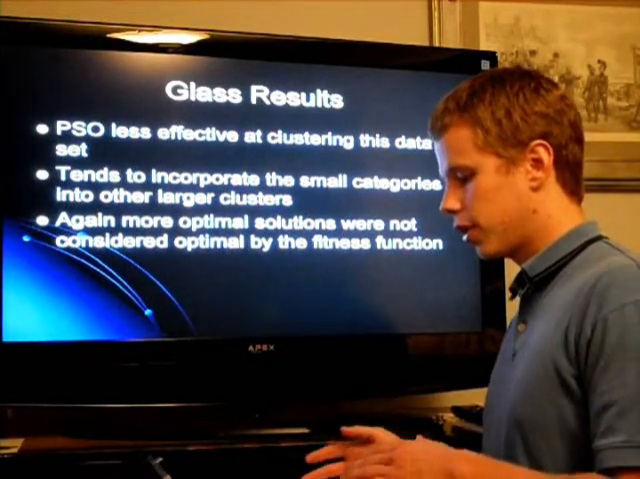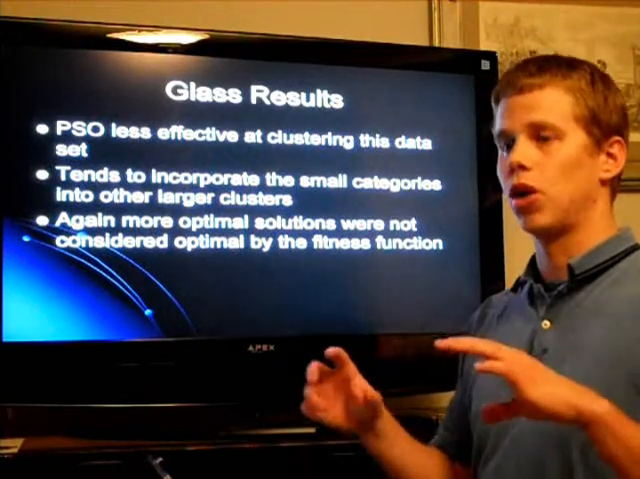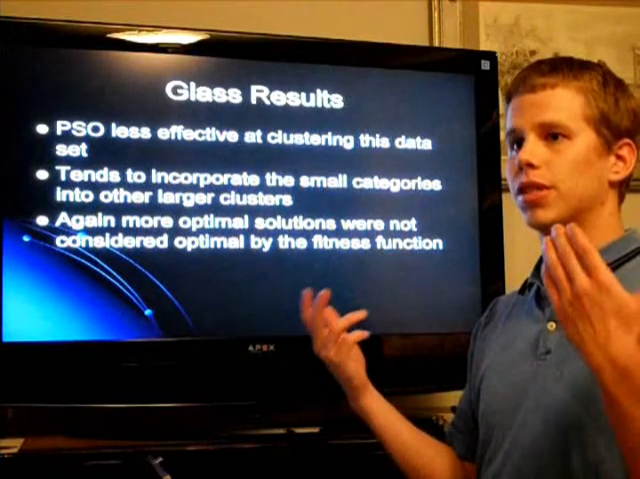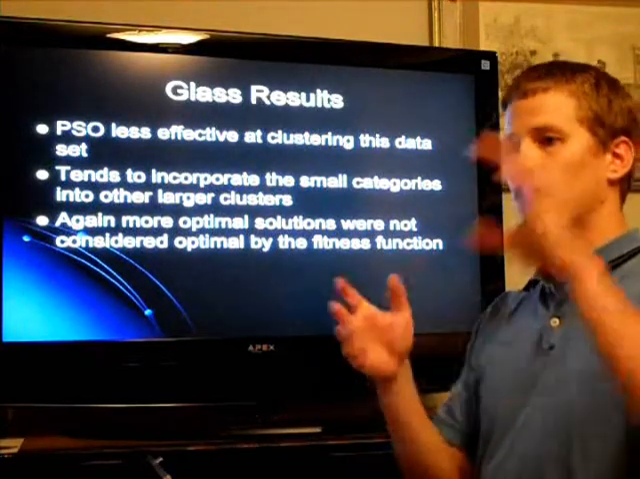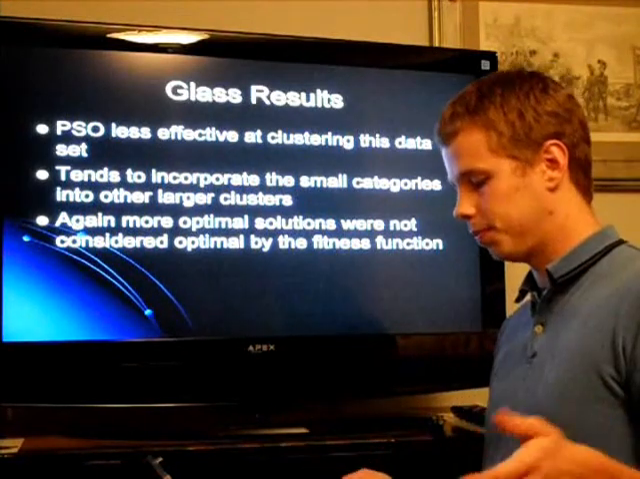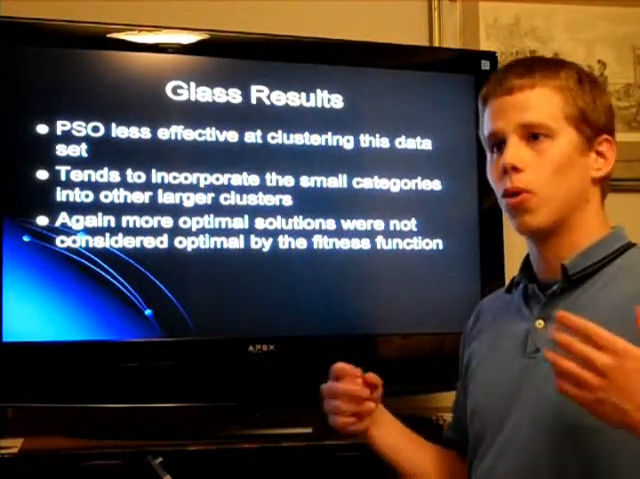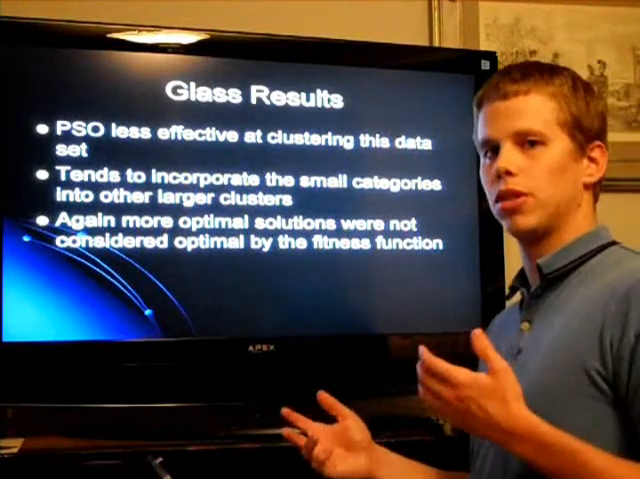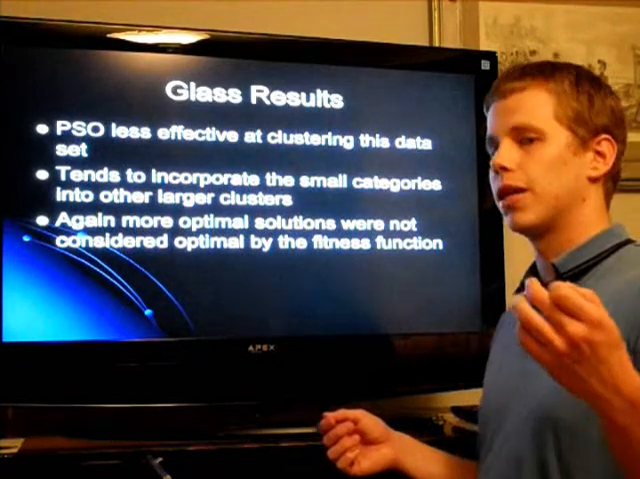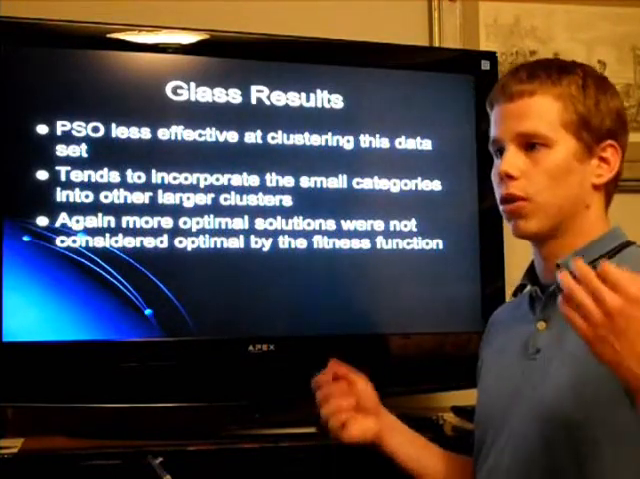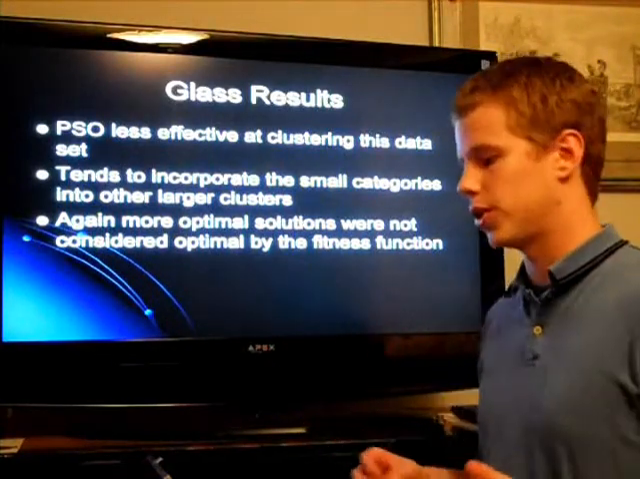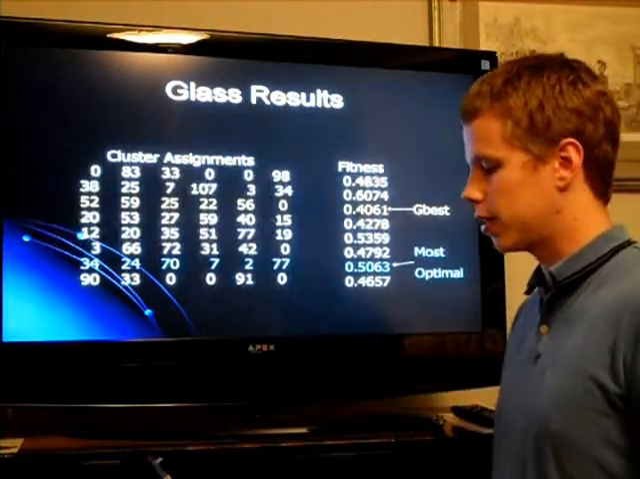It tends to incorporate the smaller clusters that had like 9, 17, into just the larger clusters like the mid-range ones, the 29 and 34. Again, not the optimal solution, but more optimal solutions than the g-best, the one the algorithm produced, were existent in the p-best solutions, but it just didn't recognize that these are better.